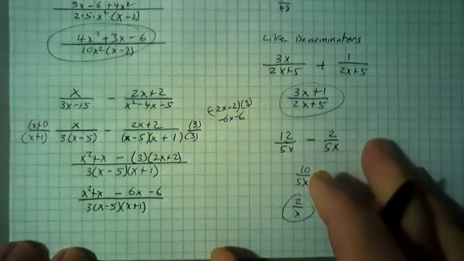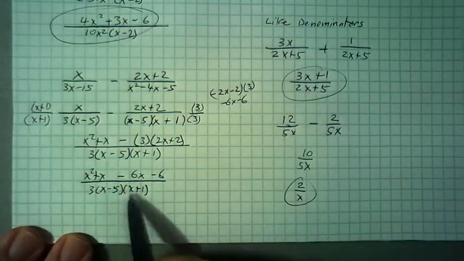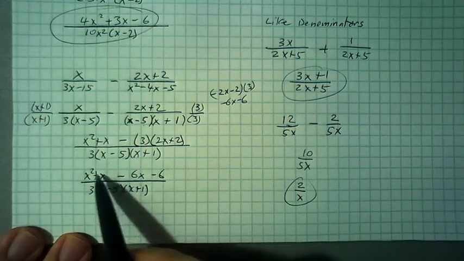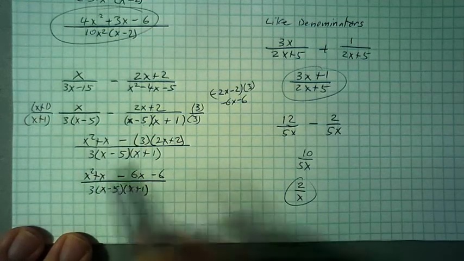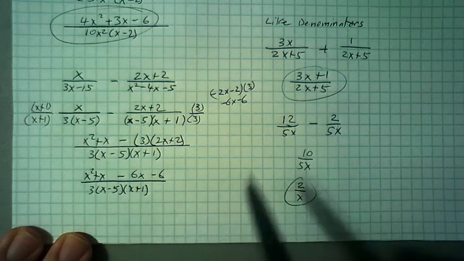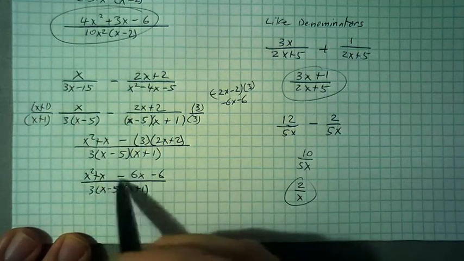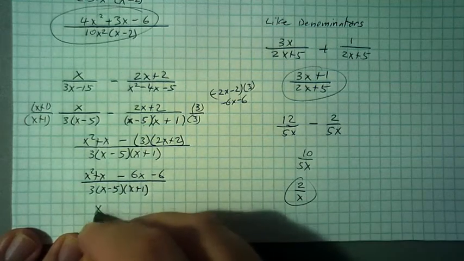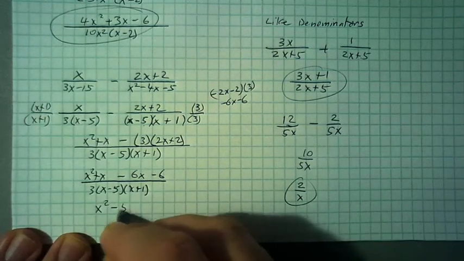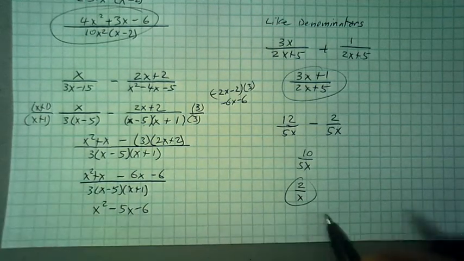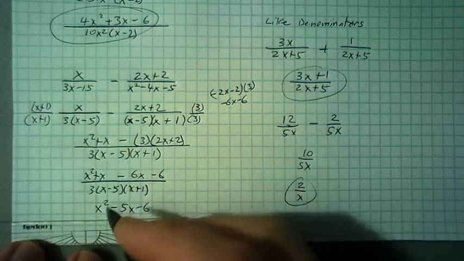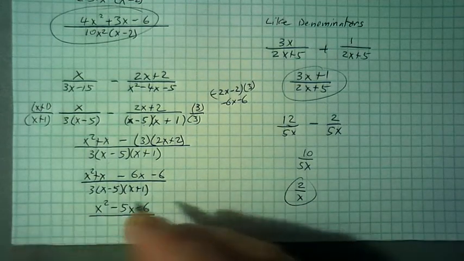I strongly encourage you not to expand your denominator. Just leave it factored, because you're hoping to reduce anyway. So it's just more work if you multiply it, then you're going to factor it again. In this case, x squared minus 6x is negative 5x. Oh, which I think is going to factor. That's negative 6, positive 1, right?